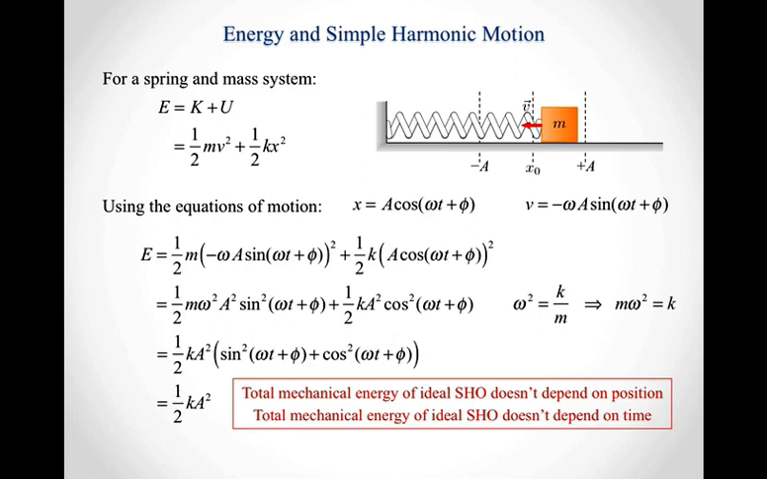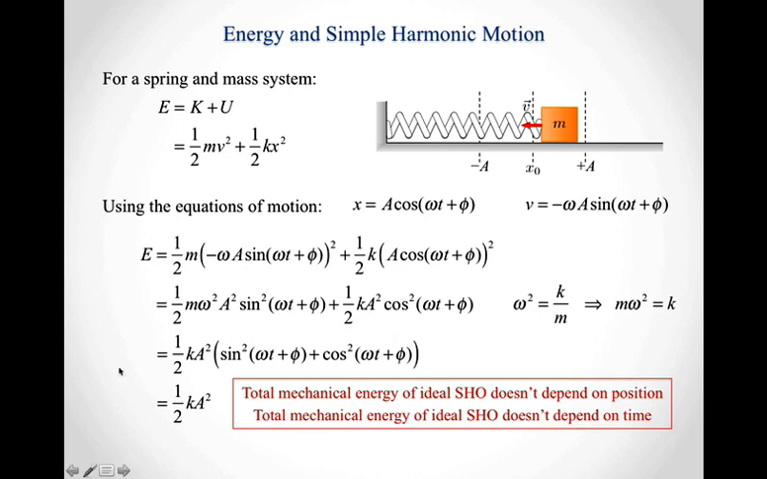And so just to be clear, we're thinking about an ideal spring, so no energy losses due to the spring, and we're thinking about it bouncing back and forth on a frictionless horizontal surface. So that's what we mean when we talk about this as an ideal simple harmonic oscillator here. But its total mechanical energy doesn't depend on position.